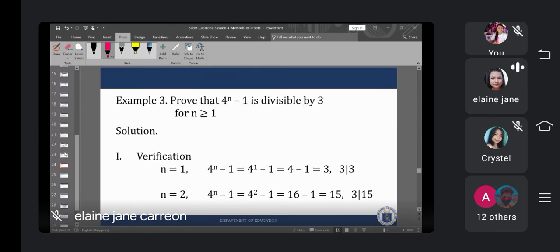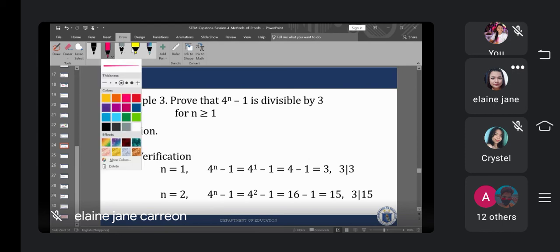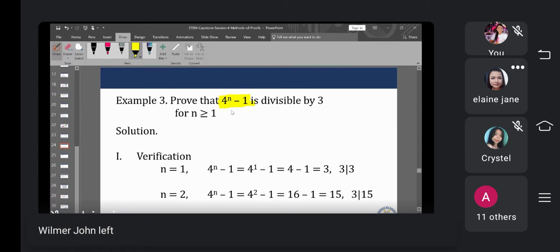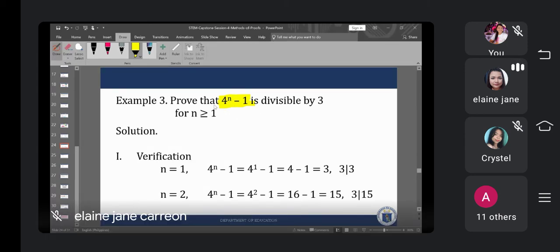And lastly, our example number 3. So we have to prove that 4 raised to n minus 1 is divisible by 3. So, kung napapansin nyo, pwede rin yung mga divisibility rules sa mathematical induction. So, this is how we prove that. So, we are going to prove that 4 raised to n minus 1 is divisible by 3.